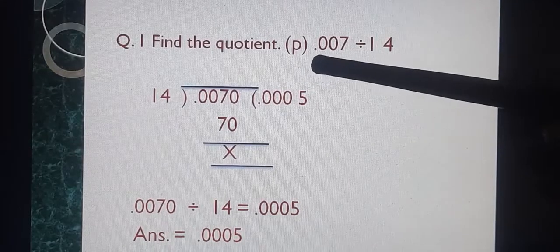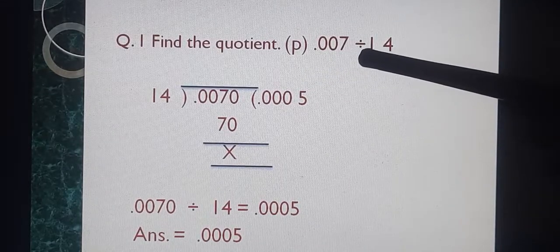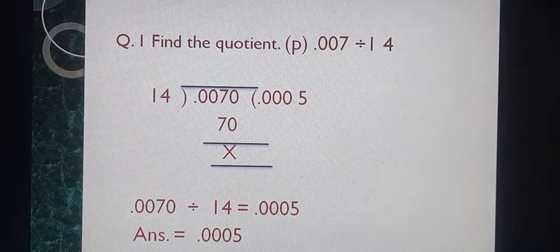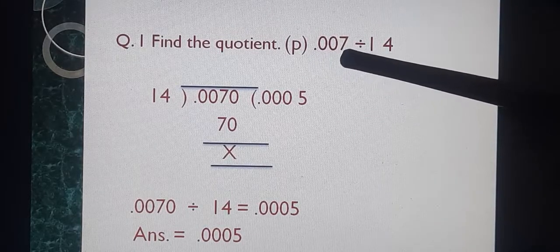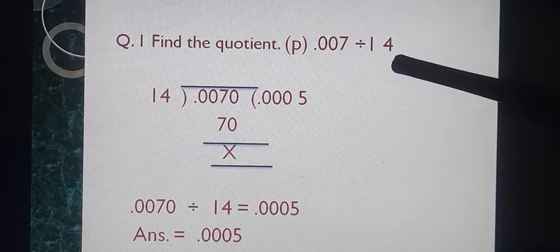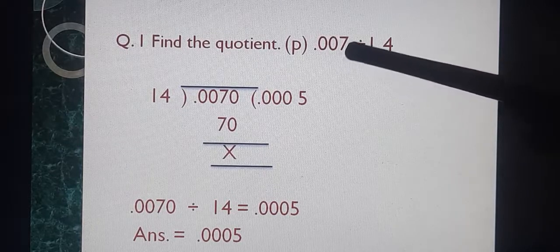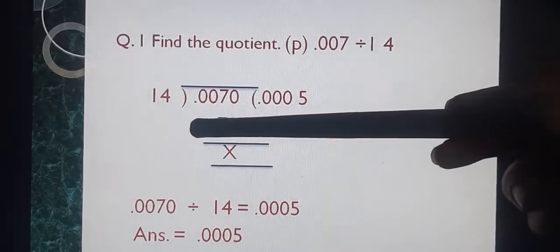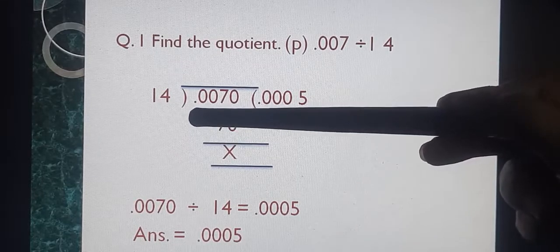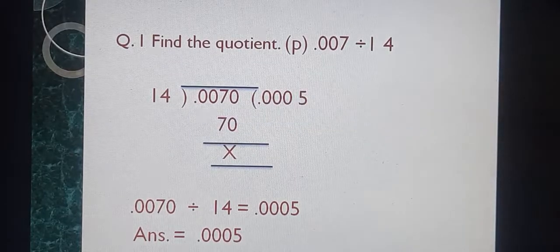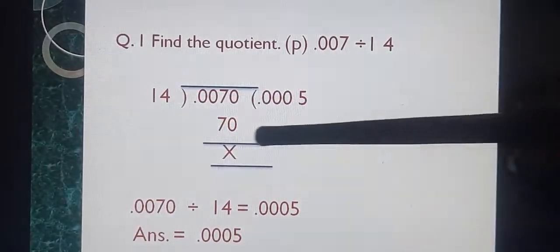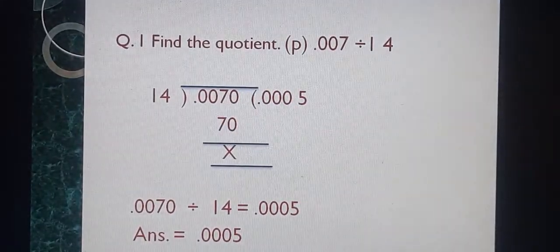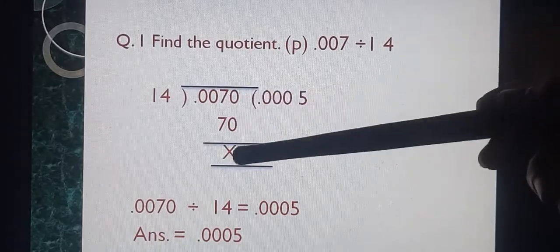Next part, decimal 007 divided by 14. Now if we are not considering the decimal, here it is 7 and here it is 14, so we can make 70, we can put 0. So what we have done, we have taken the dividend decimal 0070, right? Now 14 5s are 70, right? 70, no remainder is left.